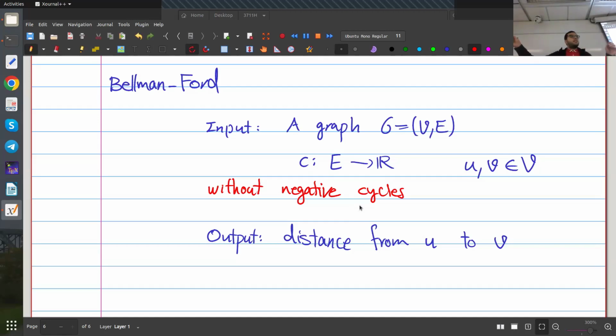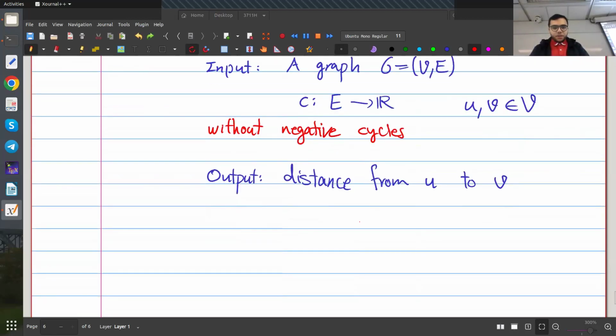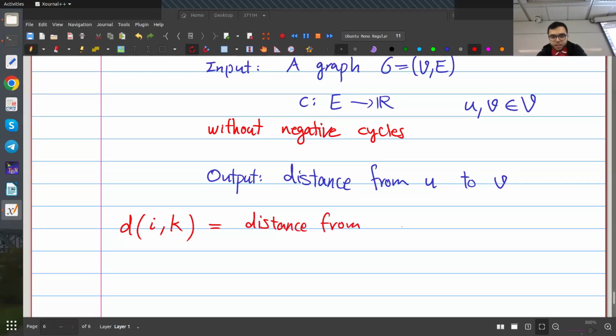If you can reach a vertex, you can reach it with at most n edges. Okay, so I'm going to say I have a function d, and it takes I, and it also takes some k. And what it returns is the distance from U to I using at most k steps, or at most k edges.